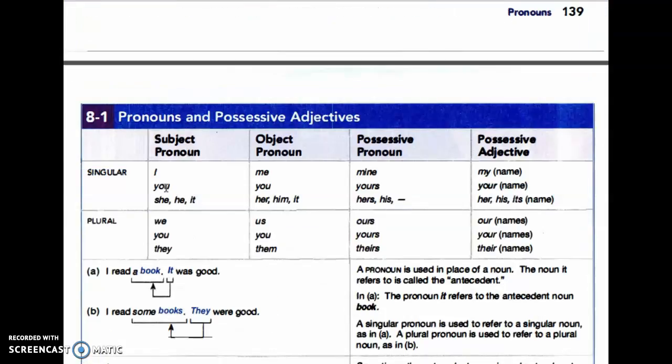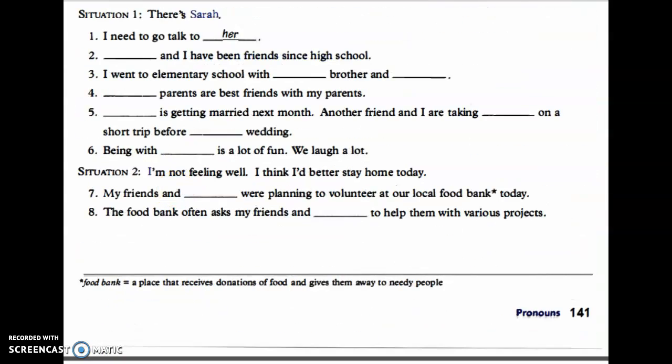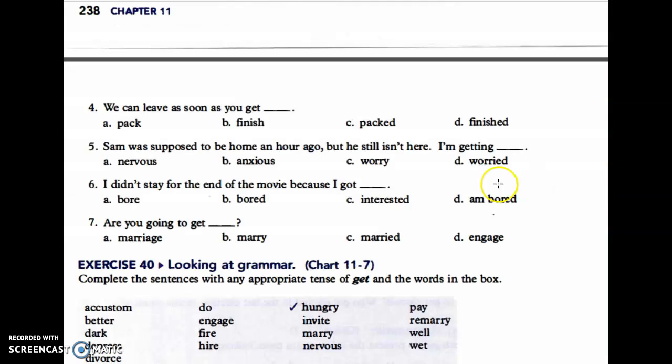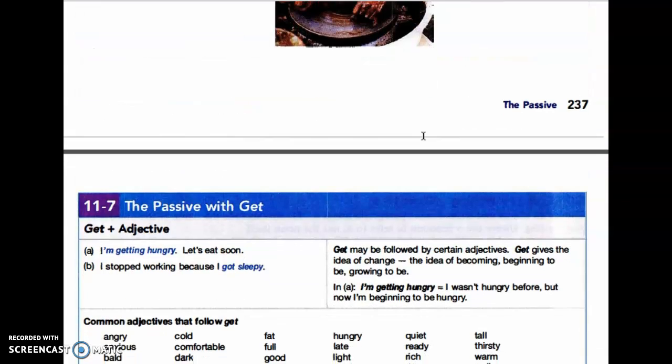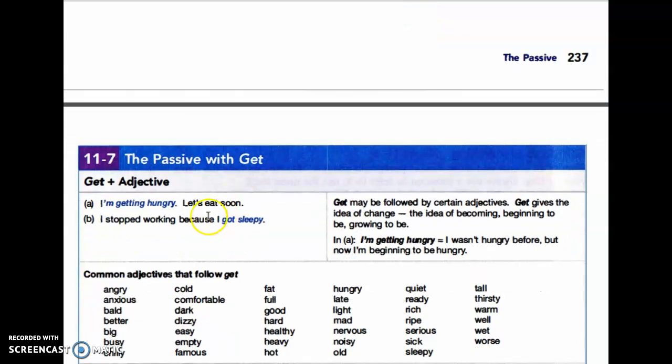I don't understand why they put this kind of stuff in the middle of the book. Anyway, just a few things. Don't forget this book because it's quite important. Get is also very used in English, American English and British English. I'm getting hungry. You know, get. I stopped working because I got sleepy. Common adjectives that follow get.